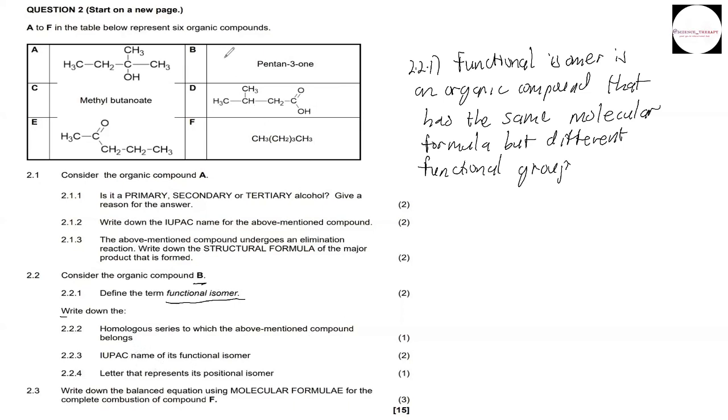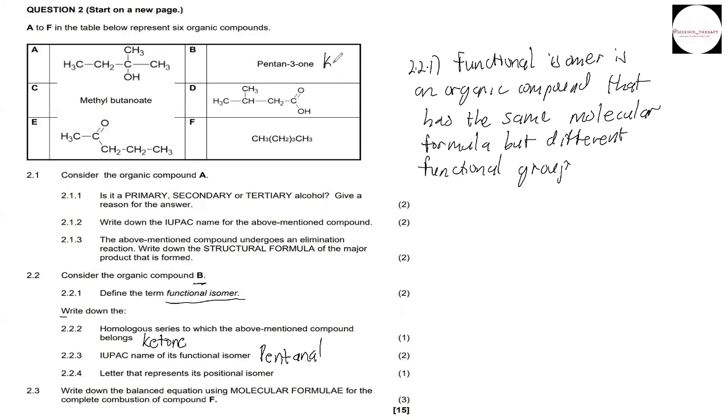So we've already identified that B belongs where? In the ketone homologous series. Now, IUPAC name of its functional isomer, we know that the functional isomer to a ketone is an aldehyde. Now, if we have pentan-3-one, an aldehyde should only just be pentanal. Remember, there is no indication of the functional group when it comes to aldehyde, because with an aldehyde, the functional group will always be on the first carbon. So that's pentanal. And then 2.2.4, letter that represents its positional isomer.